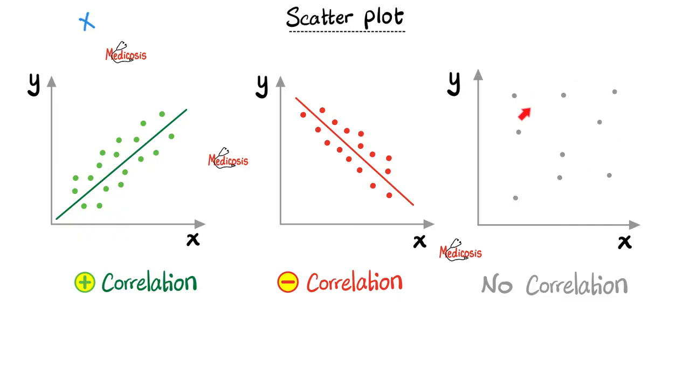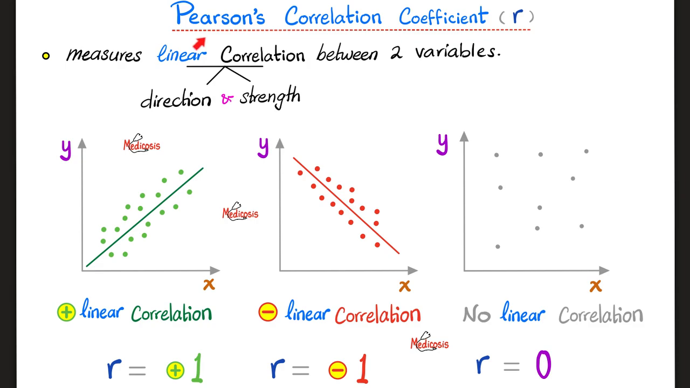But if the points are scattered all over the place haphazardly like this, with no pattern whatsoever, then we say that there is no correlation between the x variable and the y variable. Enters Pearson's correlation coefficient, or lowercase r. What does it do? It measures the linear correlation, emphasis on the word linear, between two variables, the x variable and the y variable.